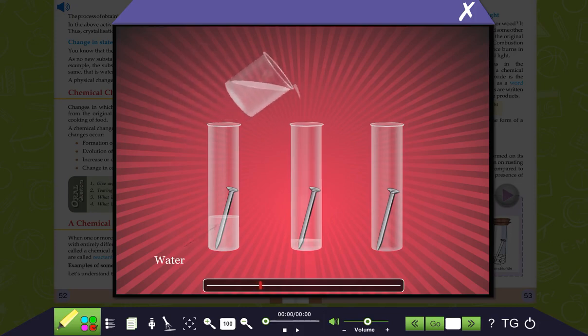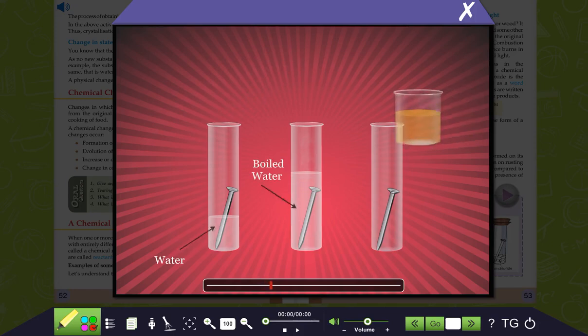Add boiled water to the second test tube such that the nail in the tube is fully immersed in water. Put some oil on the top of water. By this arrangement, the nail would be in contact with water but without oxygen. By boiling the water, dissolved oxygen has already been expelled, and a layer of oil will stop the supply of oxygen to the test tube.